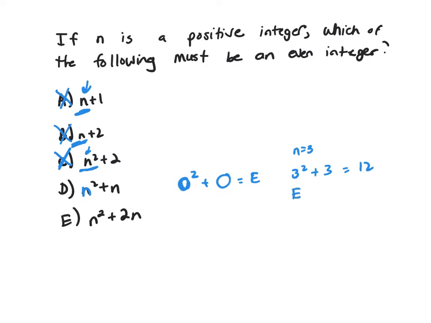If you take an even number and you square it, it's going to give you an even number. Add an even number to it, it's going to give you an even number. So D is your answer.